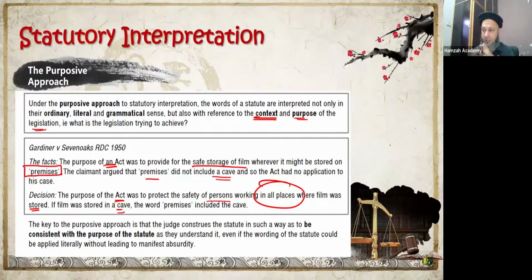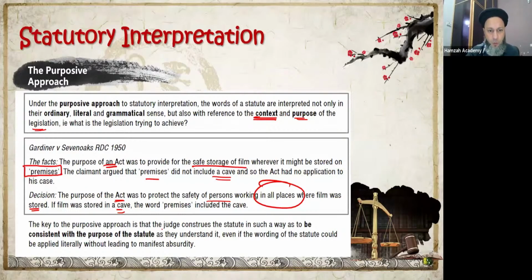It means that suppose you are filming in a jungle and a hut is created and the films are stored over there, this means that the word premises will be applied over there. Premises would not necessarily mean a particular building in which the films are to be stored. So the overall purpose of the law is to be considered.